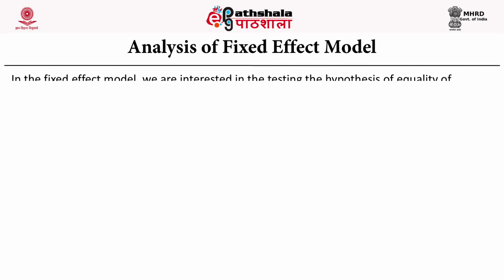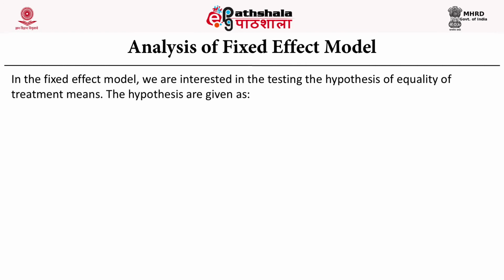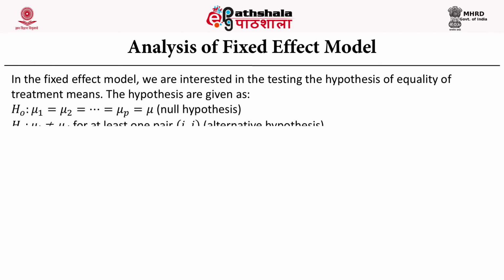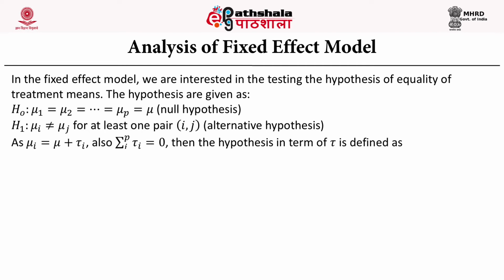So in the fixed effect model, we are interested in testing the hypothesis of the equality of treatment means. The hypotheses are given here as H naught: mu1 equals mu2 equals mu p, which equals mu. That is our null hypothesis. Our alternative hypothesis is that mu i is not equal to mu j for at least one pair of i and j, as mu i equals mu plus tau i, and the summation over tau i, where i varies from 1 to p, is equal to 0.